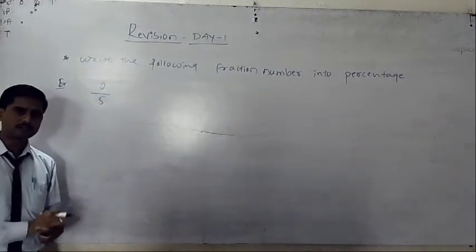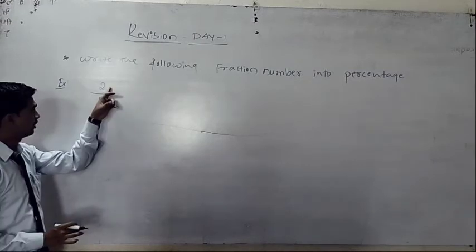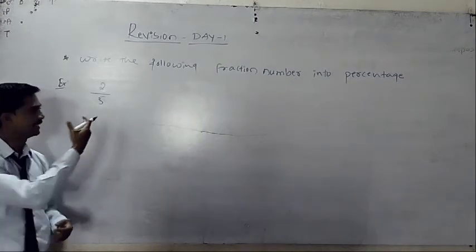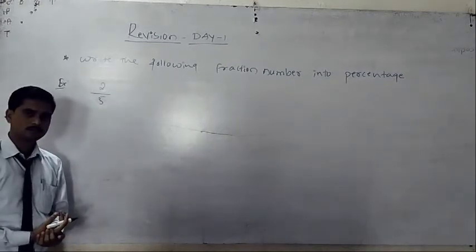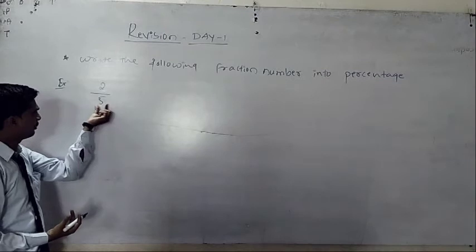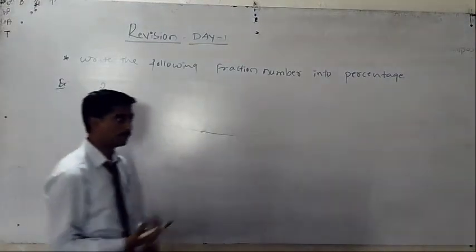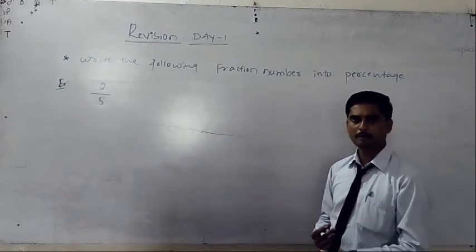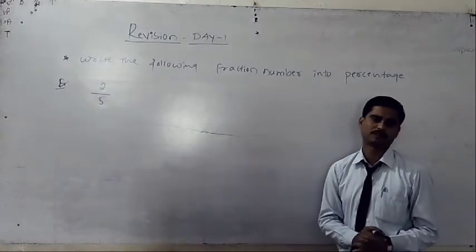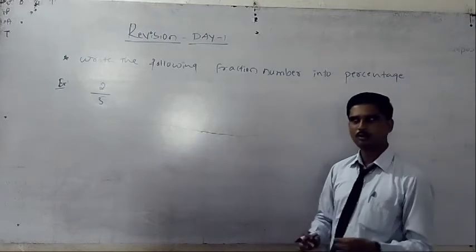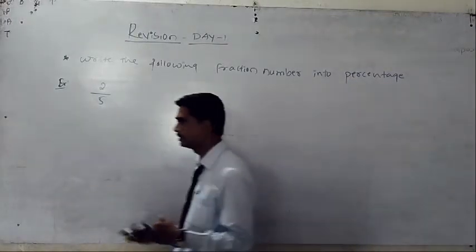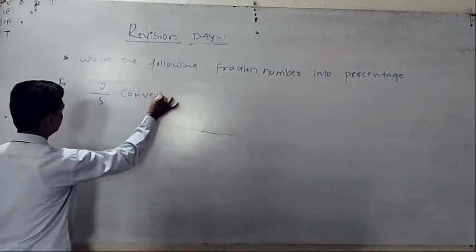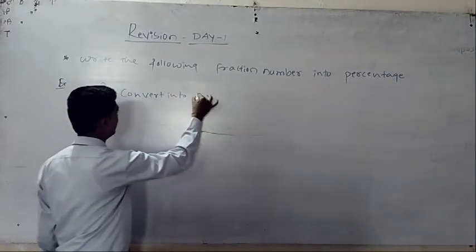Sir, is it a fraction? Yes sir, because here the numerator is there and the denominator is there. Okay, we are calling this a fraction. But which type of fraction is it? A fraction has 3 types: one is proper, another is improper, and the third is mixed fraction. Already we discussed it clearly in 6th standard. Okay, then 2 by 5 convert into percentage.